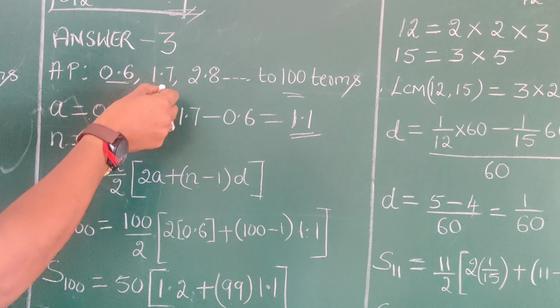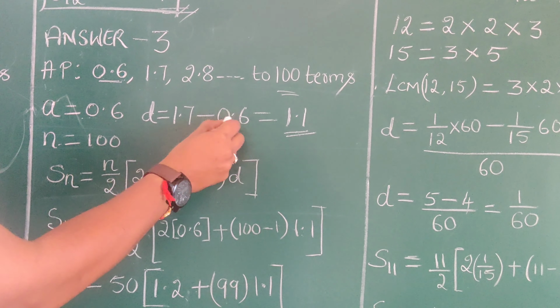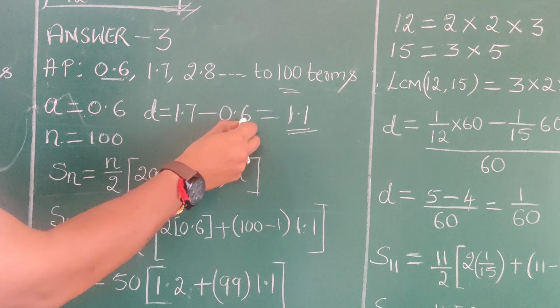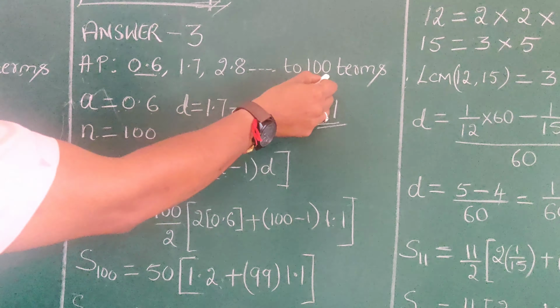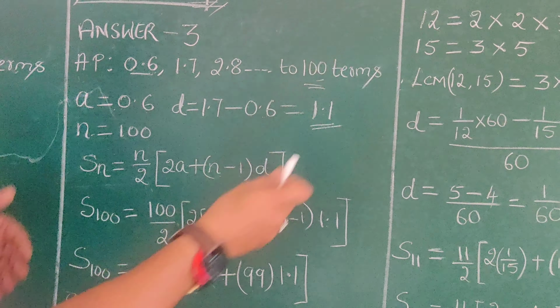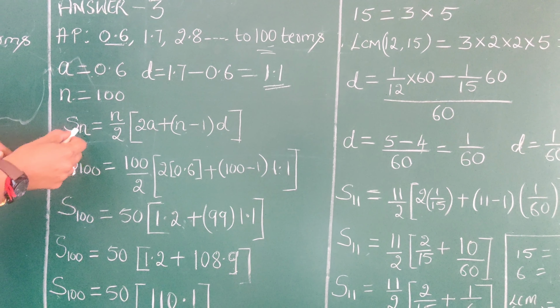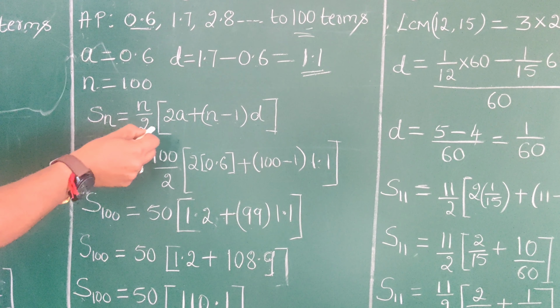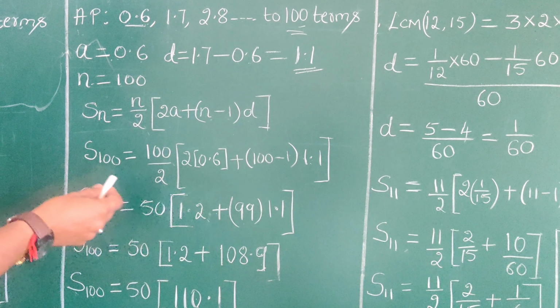This common difference is second term minus first term. Second term is 1.7 minus 0.6, which is nothing but 1.1. And n is 100 because here you have to find the sum up to 100 terms. So n becomes 100. Now take the formula. The formula is nothing but Sn is equal to n by 2 into 2a plus n minus 1 into d. Go for the direct substitution.